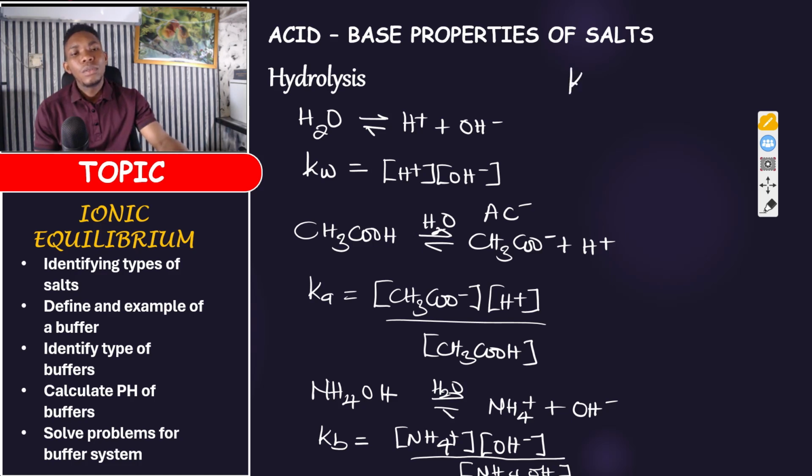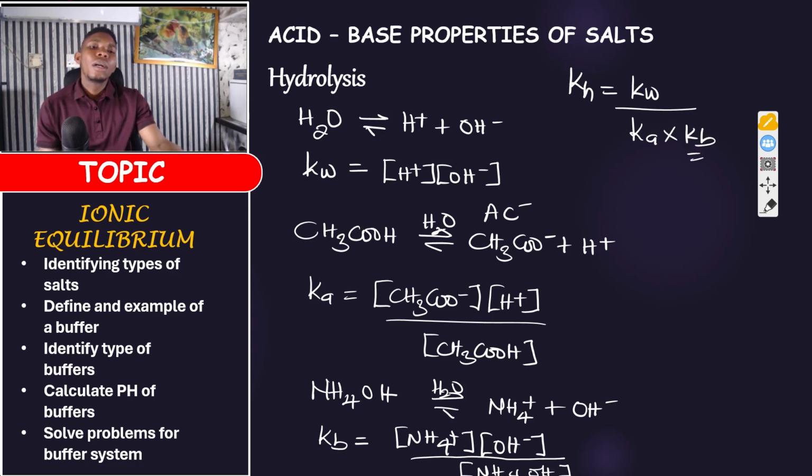Now, you can also see that at the end of the day, Kh for hydrolysis, this is a formula that you should know, is equal to Kw divided by Ka times Kb. How do we prove this? Our Kh for hydrolysis, that means when you hydrolyze the ions that are formed, are you getting it? What you formed is still the same thing as Kw divided by Ka times Kb.